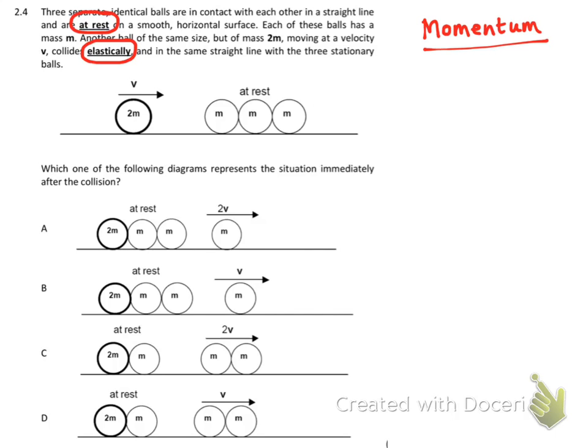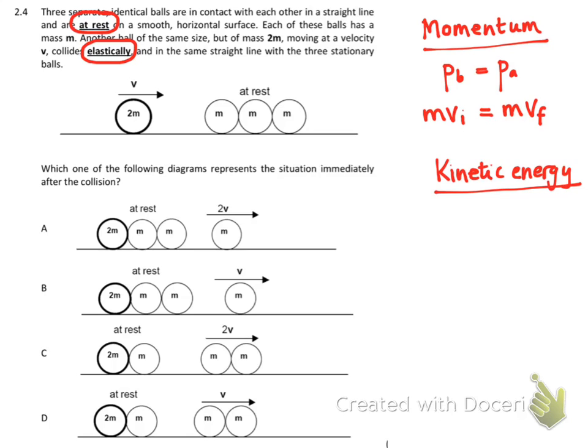The first is that momentum is always conserved in an isolated system. So the momentum before this collision must equal the momentum after. And remember that momentum is given by mass times velocity. So mvi, mass times initial velocity, must equal mass times final velocity. And then second, we're told that the collision is elastic, and therefore we can conclude that the kinetic energy is conserved. So the kinetic energy before, half mv initial squared, must equal the kinetic energy afterwards.